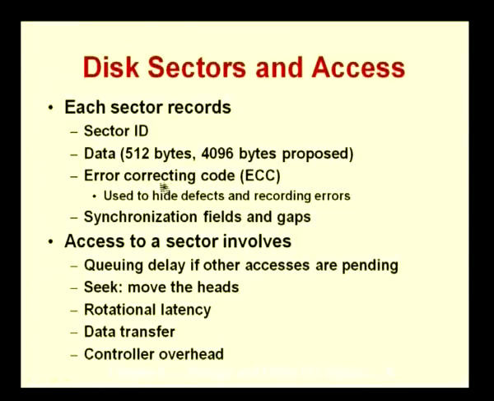Now, the purpose of storing error correcting code is basically to hide any defects that may be there and recording errors. Whenever there is a defect, for instance, the error correcting code will be used to identify that there is an error and correct it if possible. That is the purpose of an error correcting code. Then in addition to the ECC information, there will also be some synchronization fields and gaps for every sector. This is in order to make sure that your data is recorded correctly and that you are able to read it back correctly and so on.